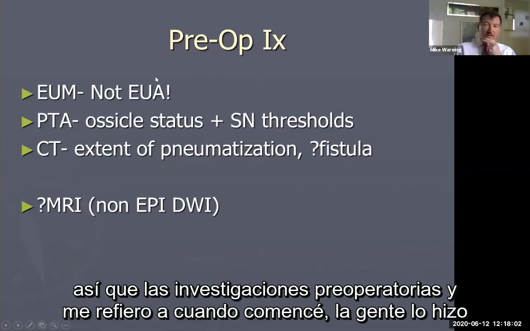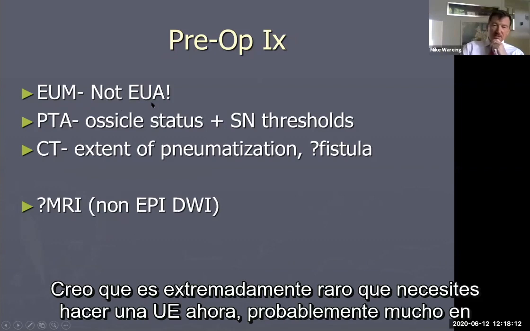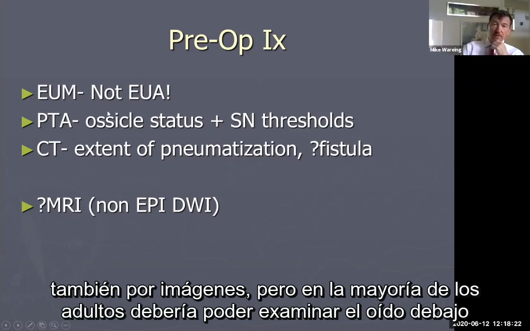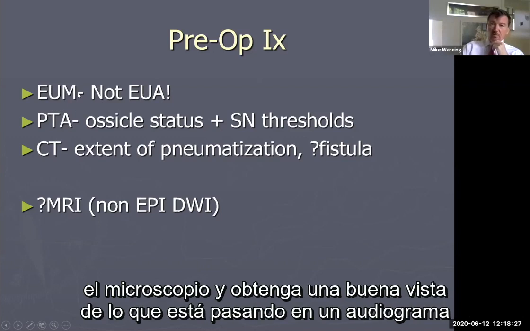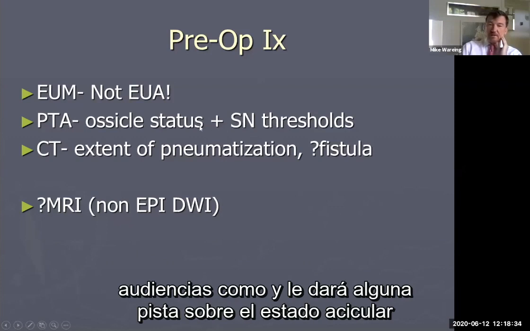So the preoperative investigations. When I first started, people did seem to do something called an EUA, an examination under anaesthetic, and I think it's extremely rare that you need to do an EUA now. Probably in children, it may occasionally have a role, but you're really going to use imaging as well. But in most adults, you should be able to examine the ear under the microscope and get a good view of what's going on. Pure tone audiogram is certainly useful to know what the thresholds are of the inner ear and what the hearing's like, and it will give you some clue as to the ossicular status.